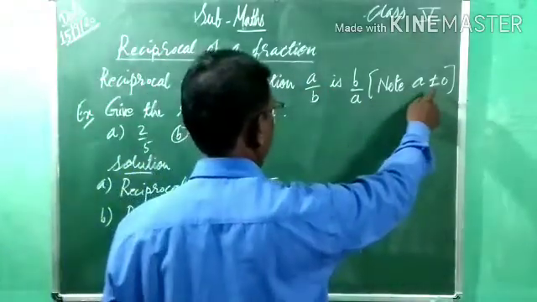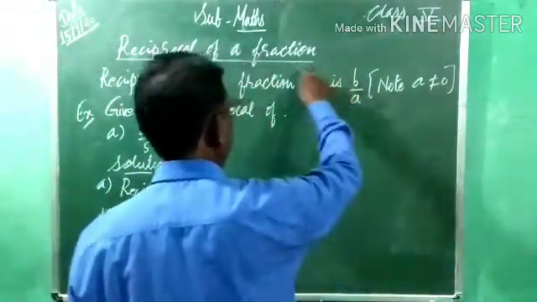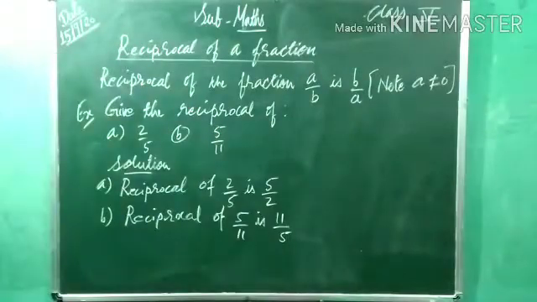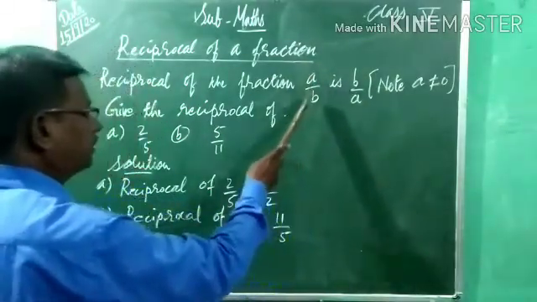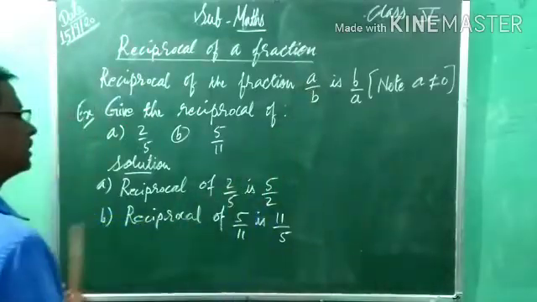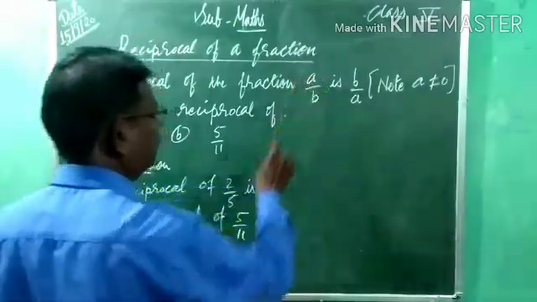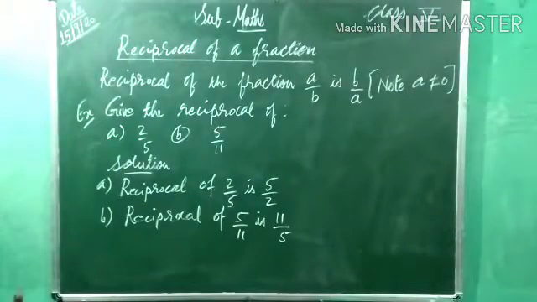And note that a is not equal to 0, meaning the value of a should not be equal to 0 at any cost. If we get the value of a as 0, then it will not be a fraction. So you have to keep in mind that the value of the numerator should not be equal to what? 0.